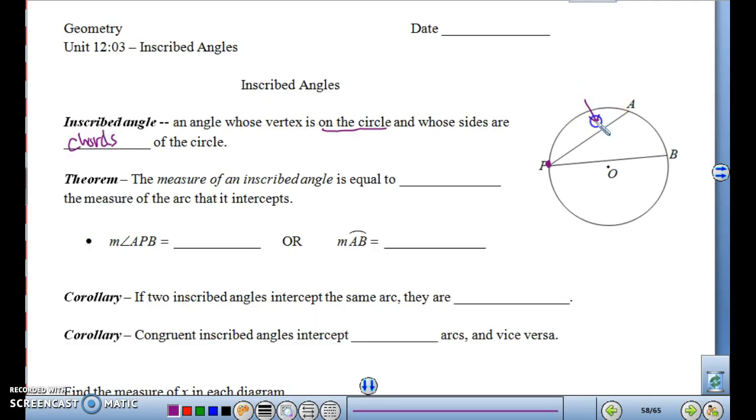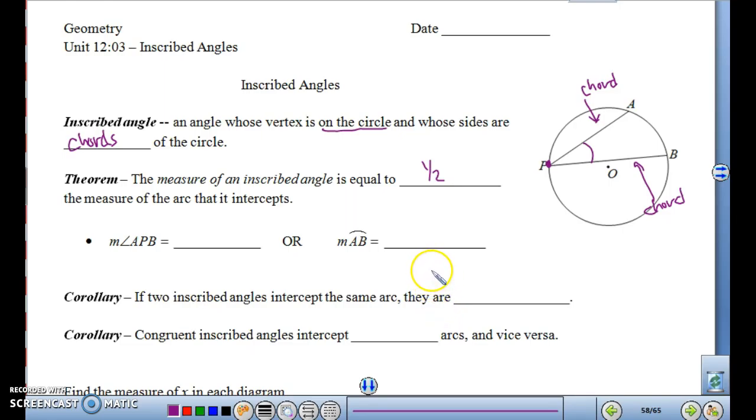So this is a chord, and this is a chord. Those are chords of the circle. Okay, so the angle that's created is right there. That's the angle. That's an inscribed angle. Now, how do we find the measure of an inscribed angle? It is equal to half the measure of the arc that it intercepts.